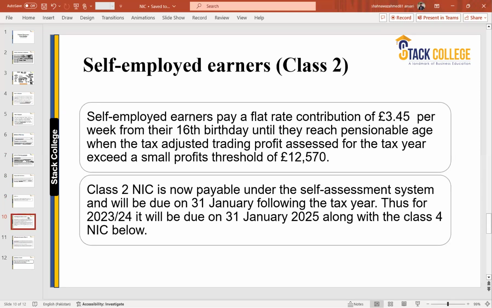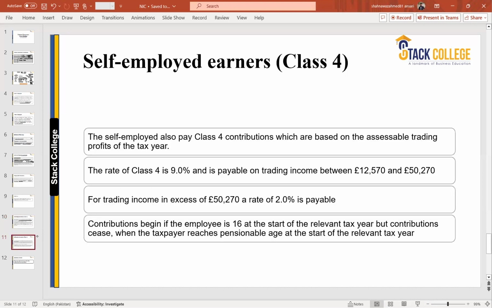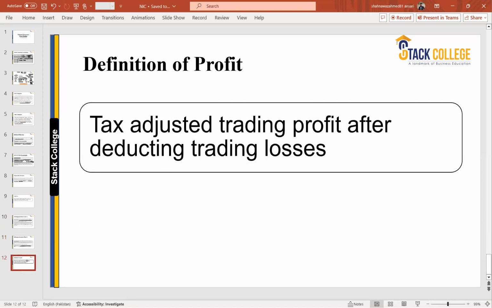Self-employed, again 3.45 per week from their 16th birthday until they reach pensionable age. And this class 2 is to be paid under the self-assessment system. As far as class 4 is concerned, again under the self-assessment system, the contribution will begin at age 16, but the contribution ceases when the taxpayer reaches pensionable age at the start of the relevant tax year.